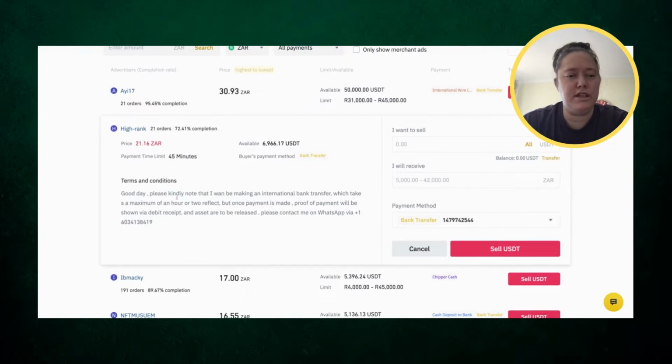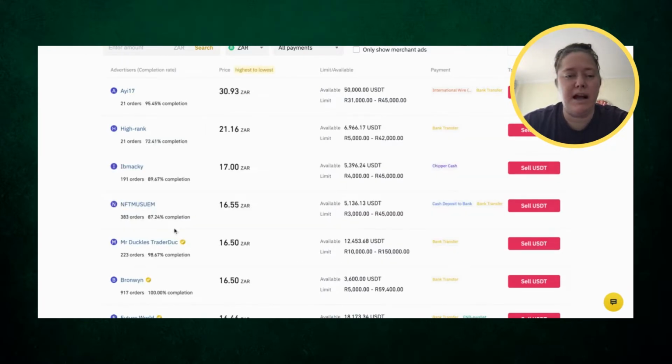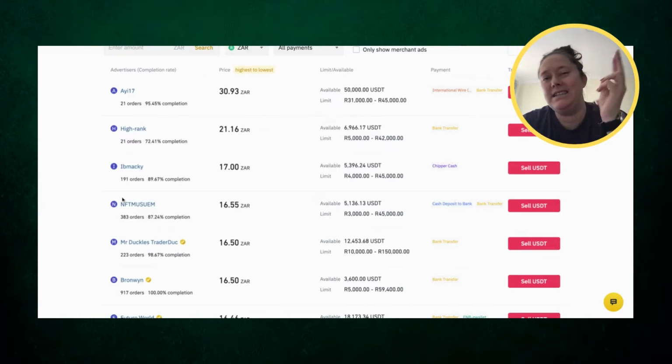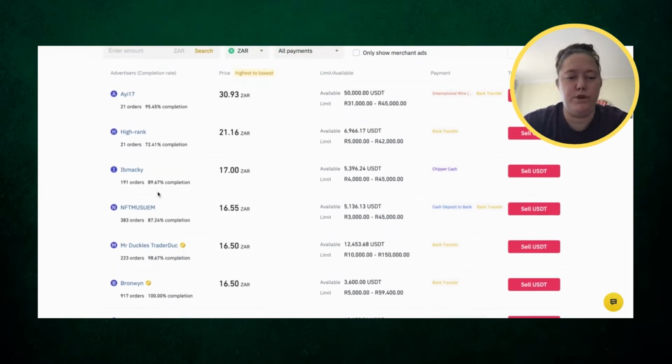If you go to the T's and C's, it says, good day, please kindly take note, he's not making any international bank transfers. He's only going to be doing it locally, so you can make use of them. Remember, as I said in some of my other videos, the gold tech guys are the guys that do a lot of trading volume. They've been around, they have been vetted, and you can use them. Just make sure that they're always doing at least a minimum of 10 orders per day before you choose them.